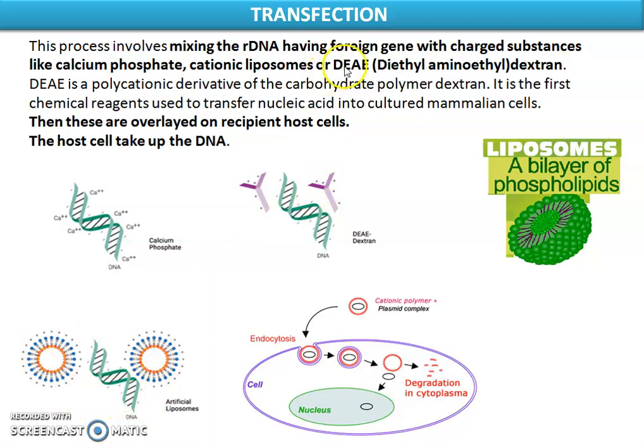Or it could be DEAE, diethylaminoethyl dextran. Dextran is a polymer, a carbohydrate polymer. And that is also cationic in nature. So you surround the DNA with such DEAE dextran. Any of these methods allows transfection. So one such method, based on liposomes, we will see here.